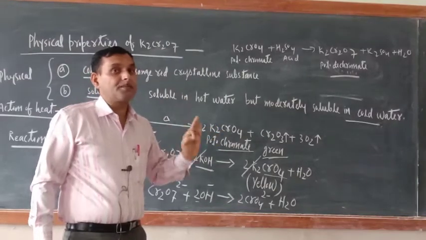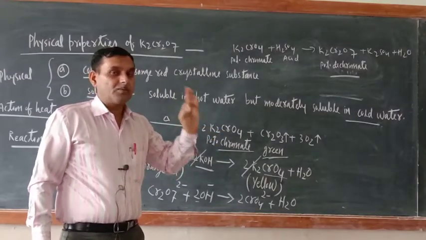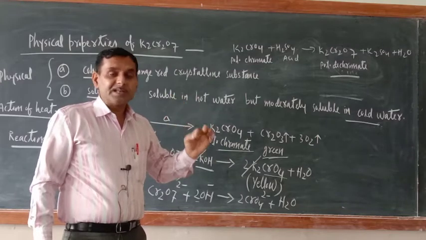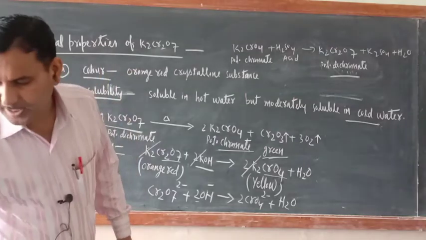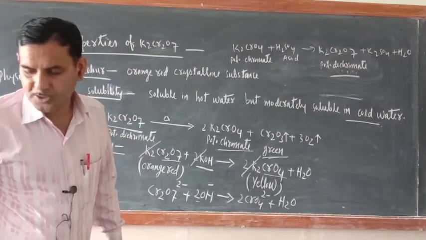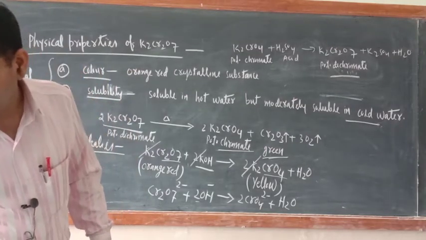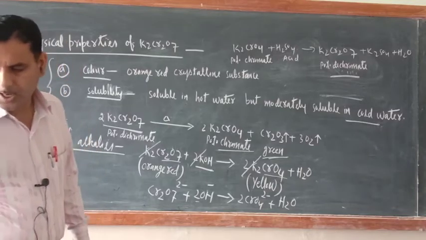Okay. Now what is that pH we should write? There is one particular pH at which dichromate and chromate ions are found in equilibrium.